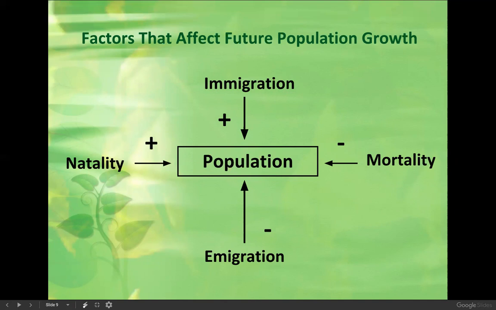having a role. How many are born, how many die, how many come in, how many leave.